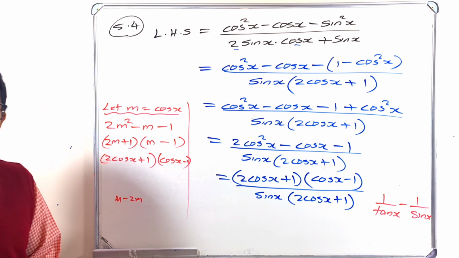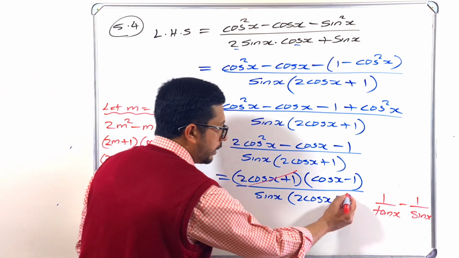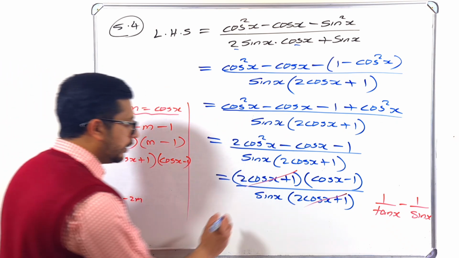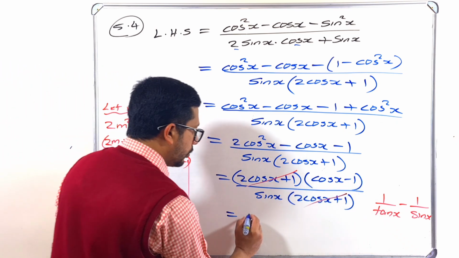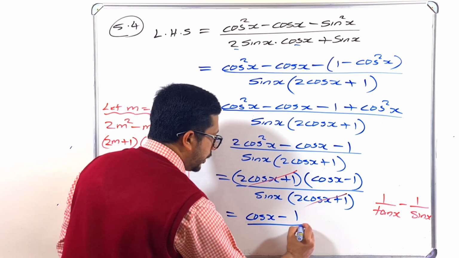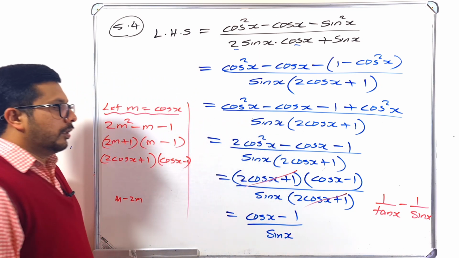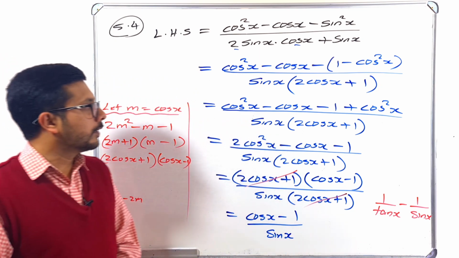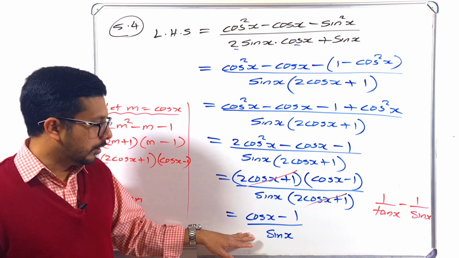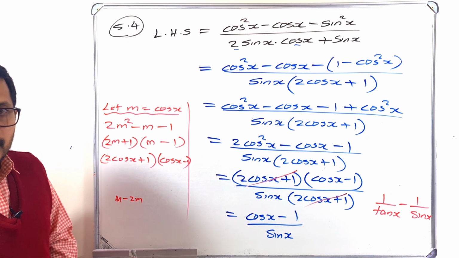Can you say what is the next step? Yeah, here we can see that this 2 cos x plus 1 and this 2 cos x plus 1 we can cancel. So what is remaining? Remaining is cos x minus 1 divided by this sin x. Now those who didn't write this one, you have to pause the video and write. So now I'm going to continue. I'm going to erase this one and write the remaining things here.